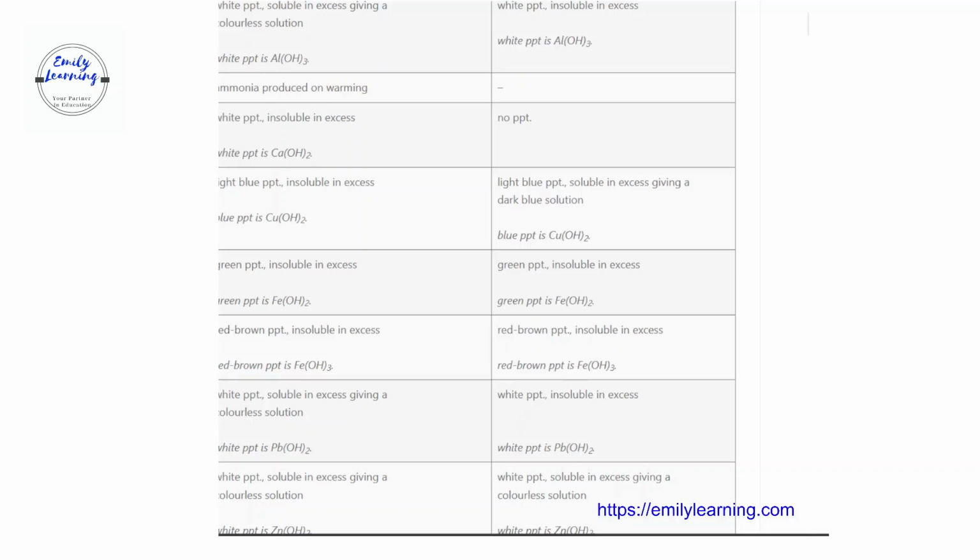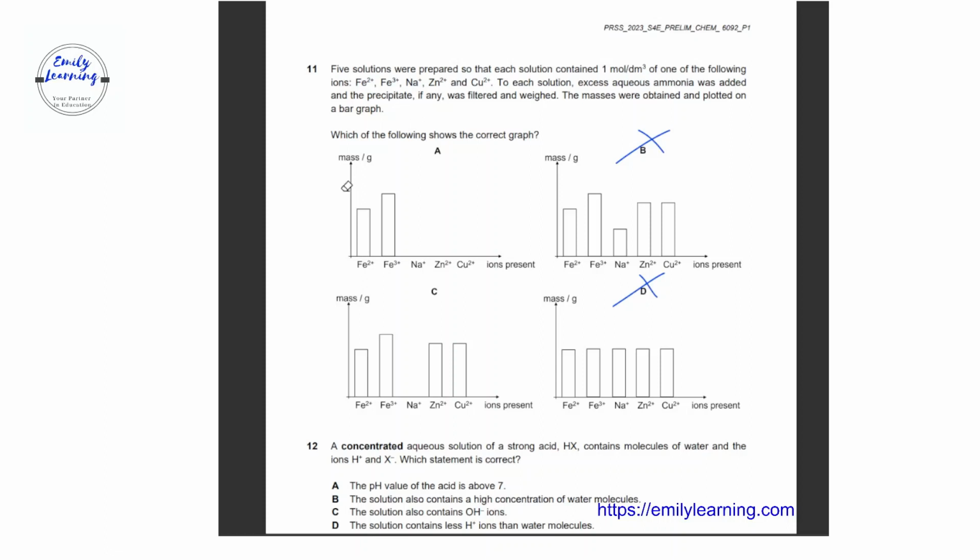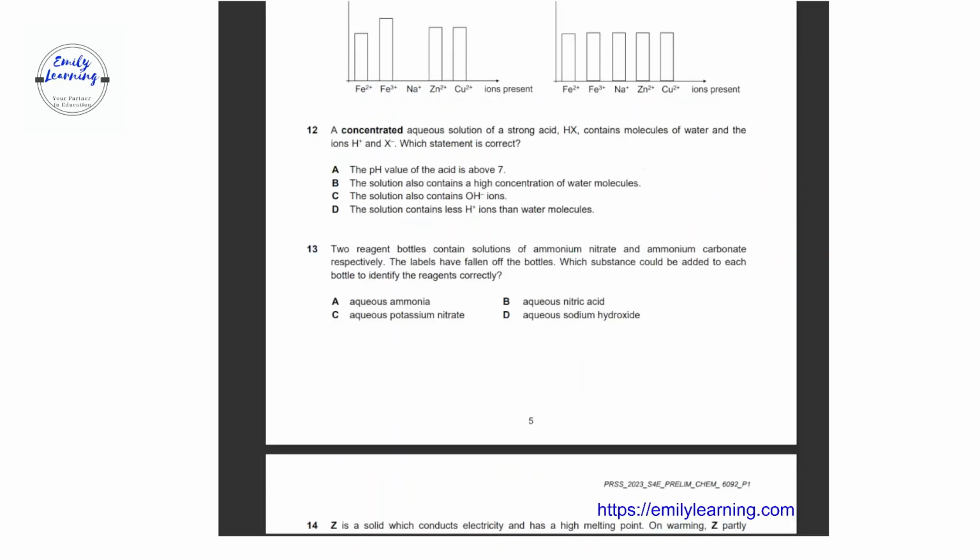Alright, so let's go back to here. We know that Zn2+ and Cu2+ will also not have any precipitate, so it's 0, 0, 0. So the answer for 11 is A. Okay, let's take a look at question 12.